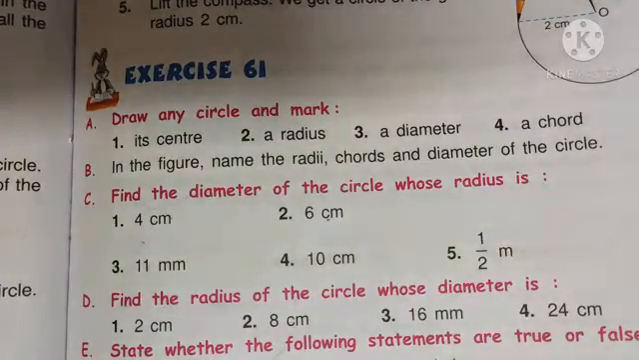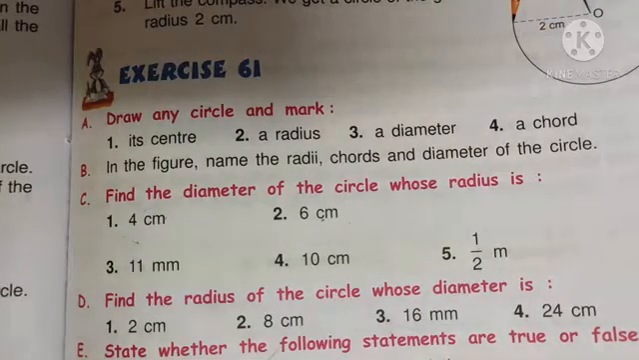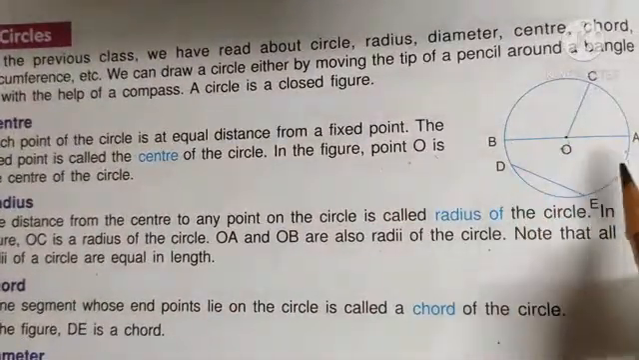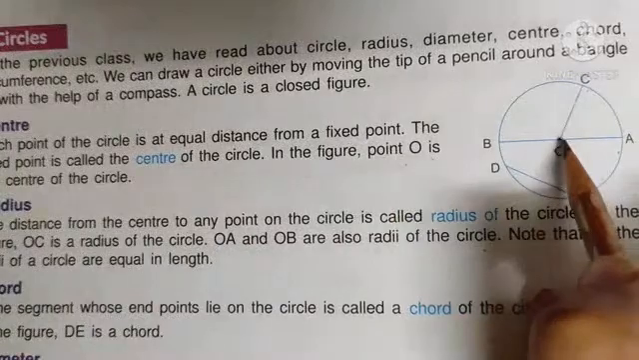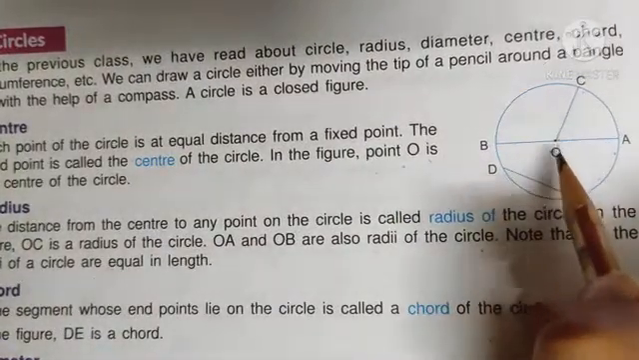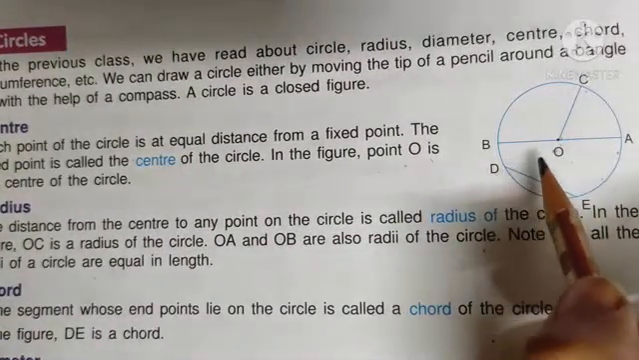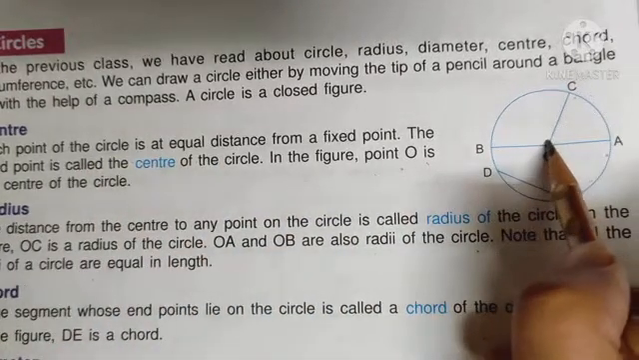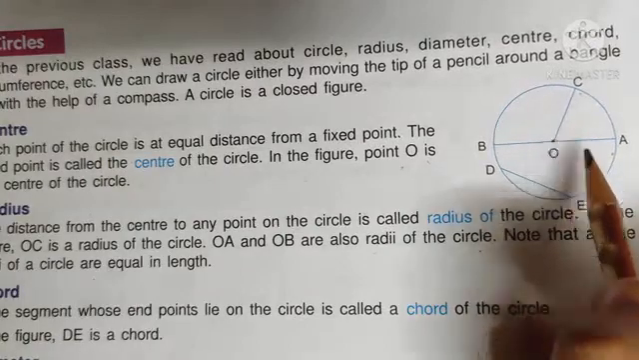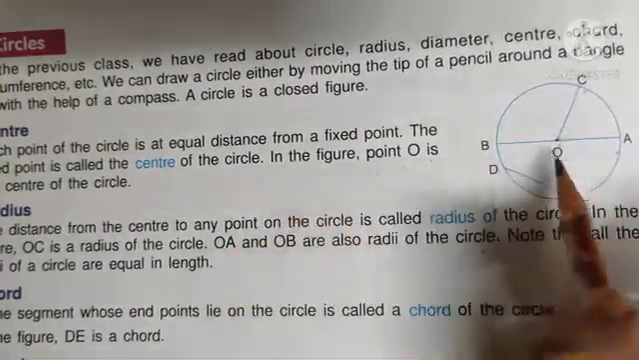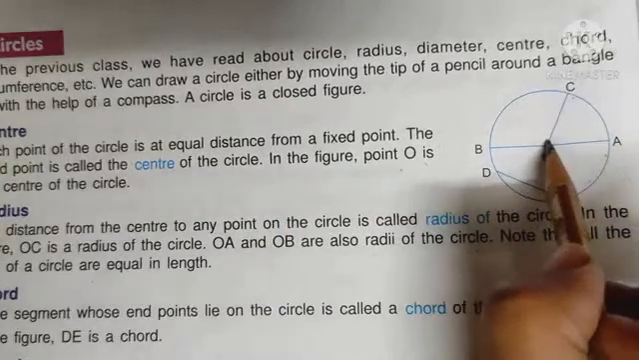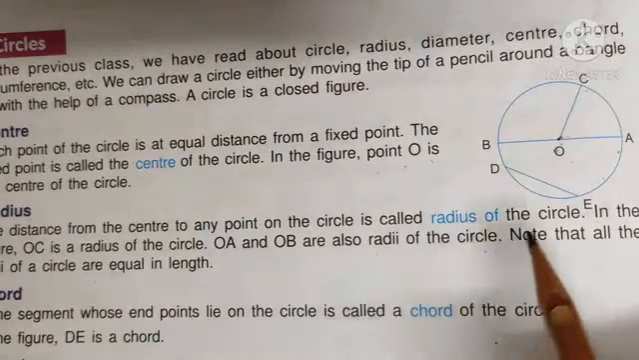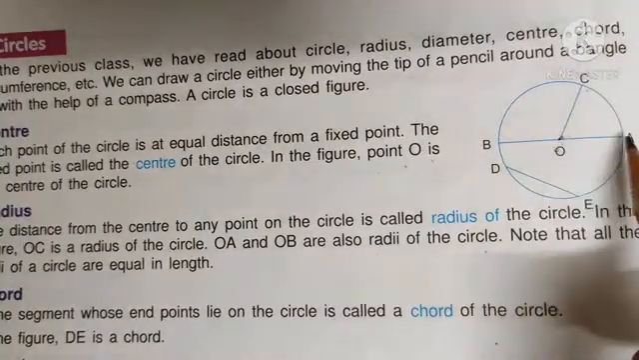So let us know about the circle. Here the circle is given. Here you can see O is the center, as each point of the circle is at an equal distance from a fixed point. Here the fixed point is called the center of the circle, and in this figure O is the center of the circle. The distance from the center to any point on the circle is called the radius.